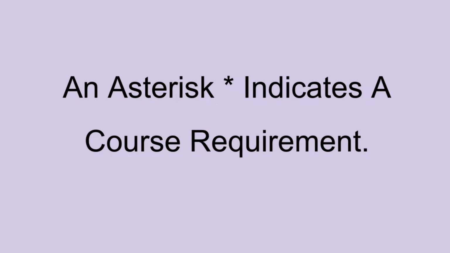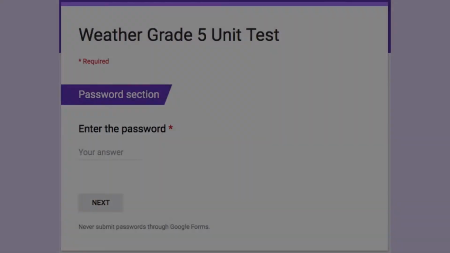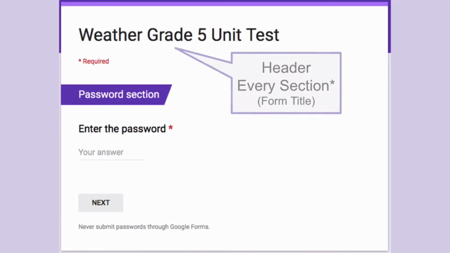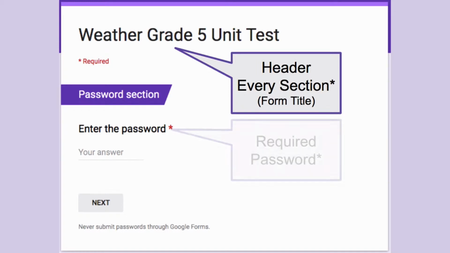An asterisk indicates a course requirement. This shows the first section of a weather test. And every section is going to have a header, and this one's easy. It's the title that you gave to the form. So make sure you title the form in a way that will make sense to the students.